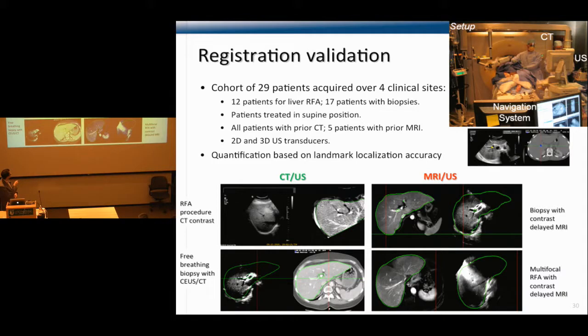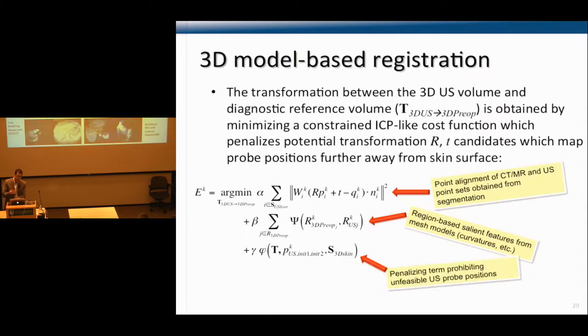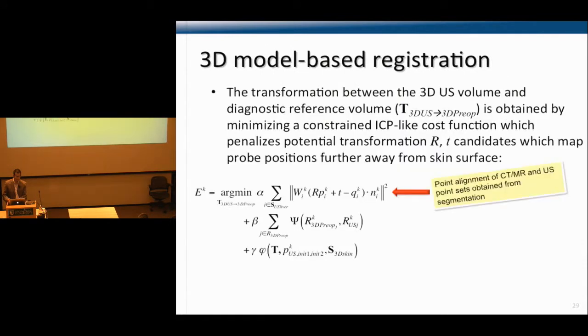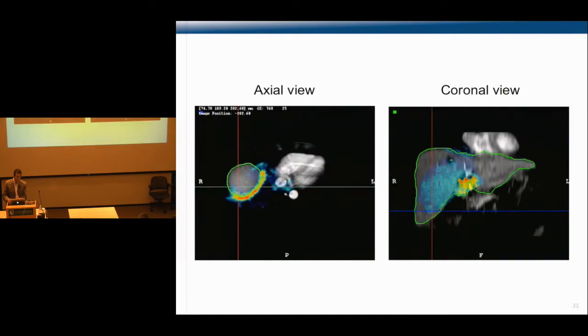And we have these results for CT and also for MR. The interesting thing with this framework is that it's compatible with either MR or CT. Since we're treating a mesh model, we're just extracting information which is common between both modalities to register that with ultrasound.